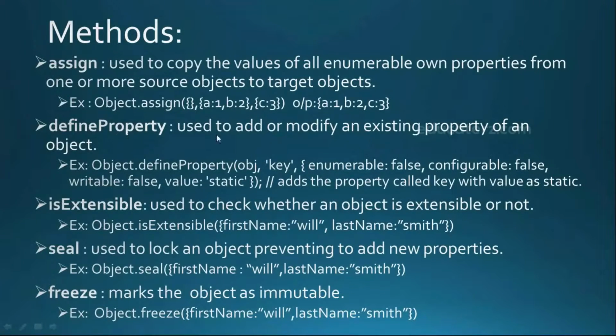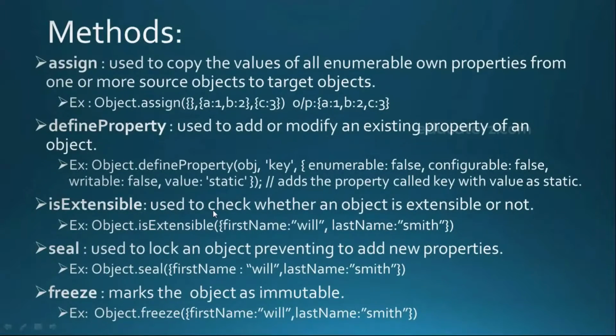defineProperty is used to add or modify an existing property of an object. When you want to add a new property to an object or modify an existing property of an object, you can use the defineProperty method. Like here in this example, you can check I defined a property called key with a value as static, which is writable as false. This means it's a read-only property. So with defineProperty, you can add a property or modify an existing property of an object.